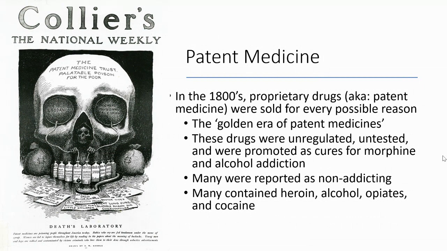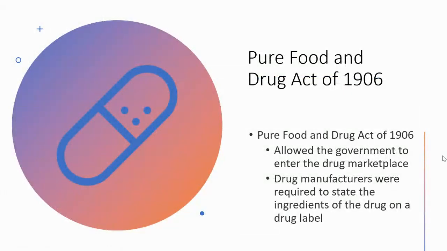However, there was no regulation of buying drugs, so they were totally not regulated. They were untested. They were promoted as cures for morphine and alcohol addiction. Many of them were reported as non-addicting. However, they contained heroin, alcohol, opiates, and cocaine. And they were given to children as well. I mean, you didn't know what was in them. You didn't know it was unsafe. And they were just handing them out, making a ton of money.